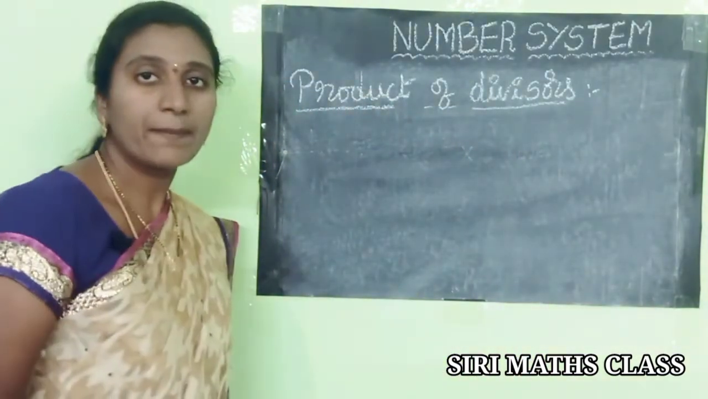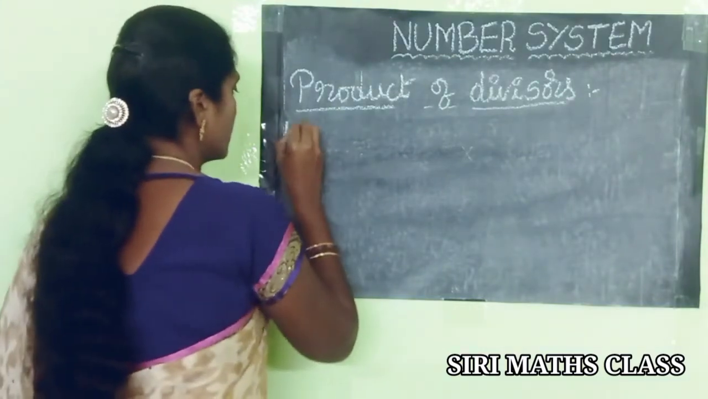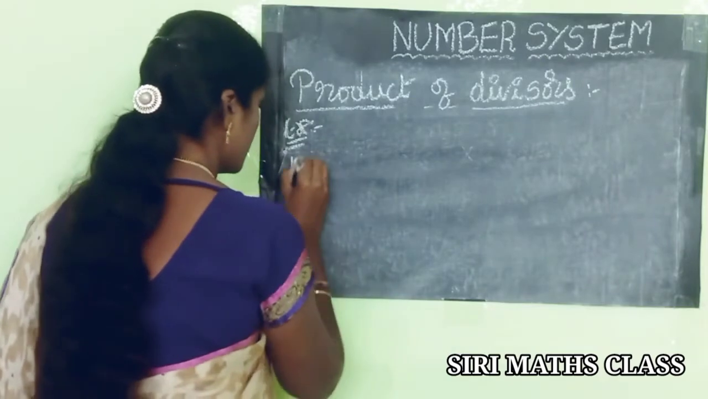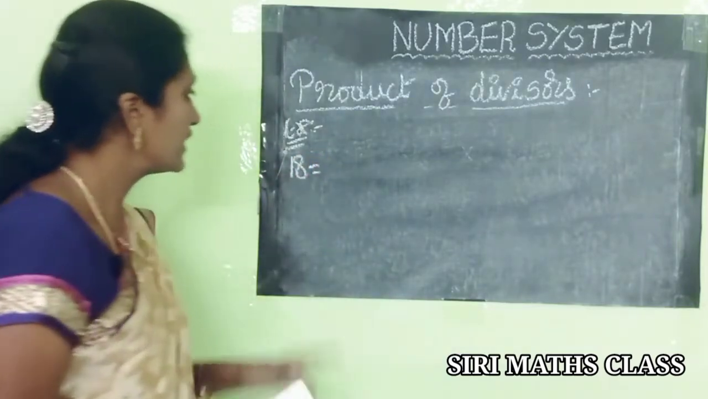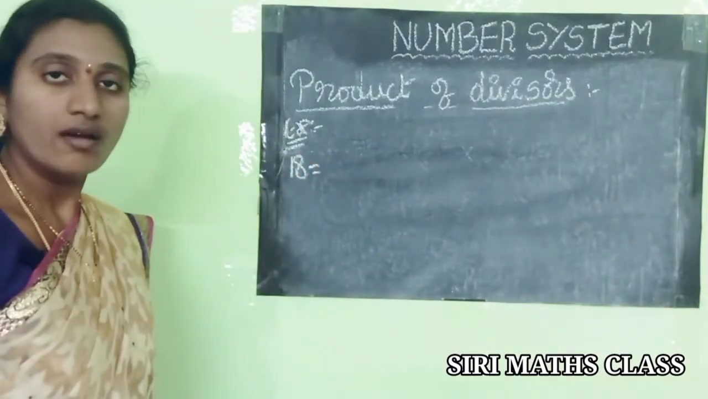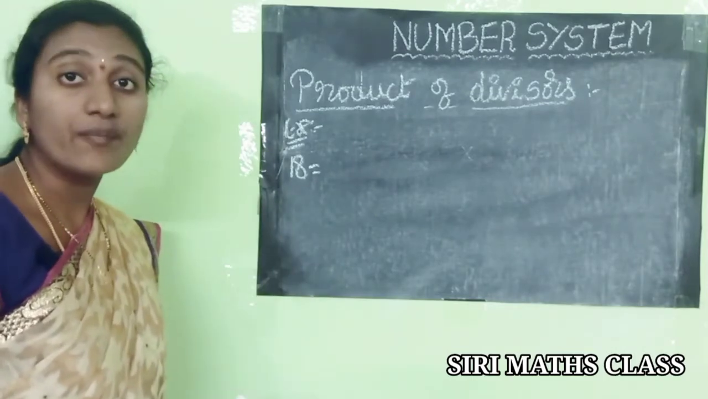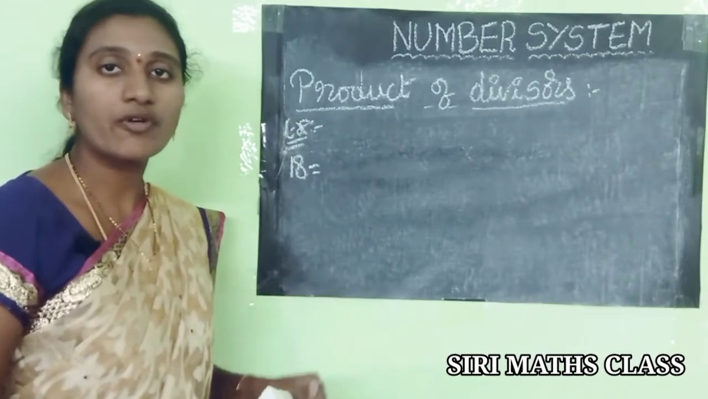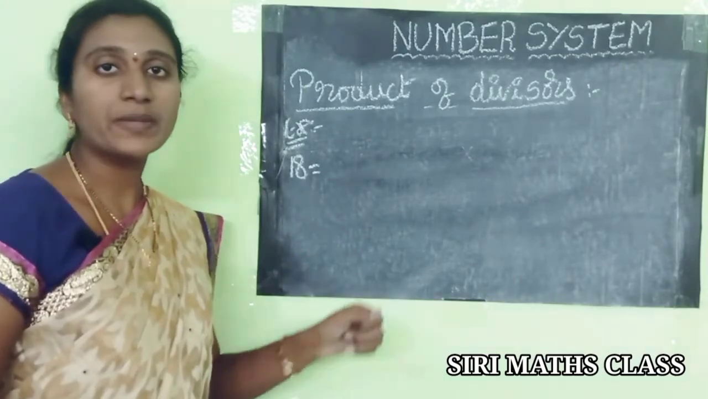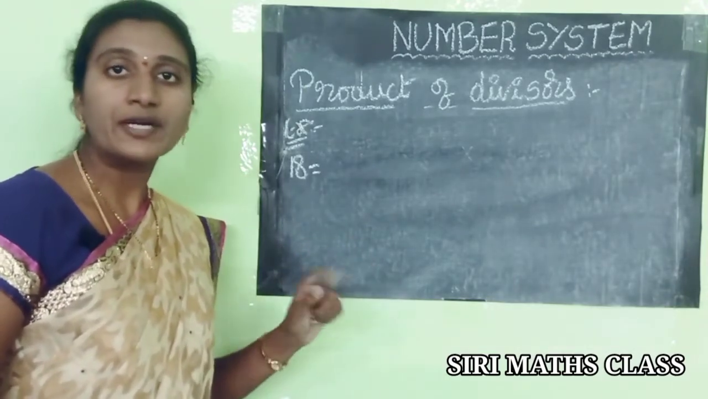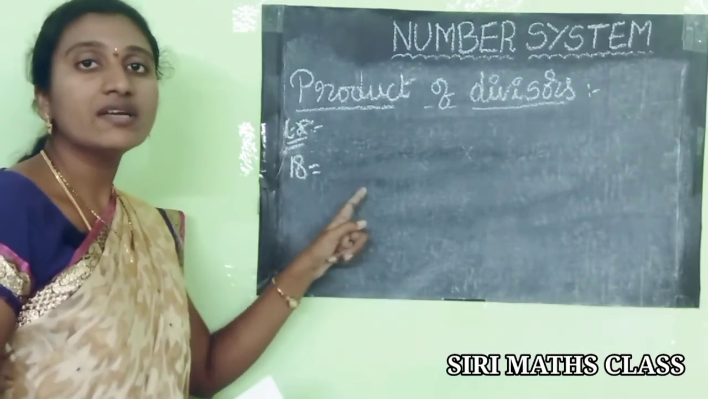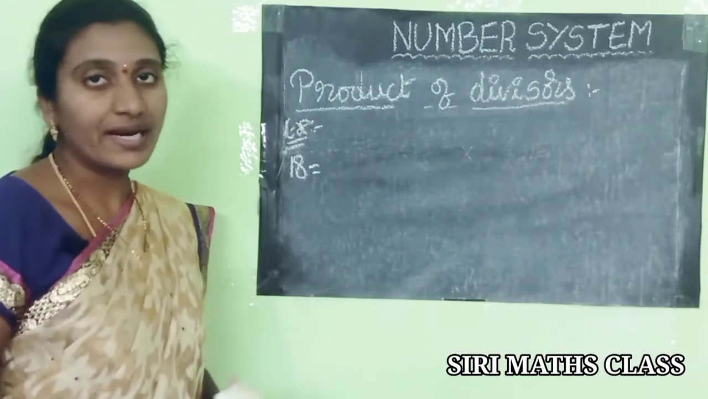I am taking the number 18. First we note down the standard form, P1 to the power of N1 into P2 to the power of N2 and so on. P1, P2 are bases, and the bases are prime numbers. So 18 we convert into prime factors.